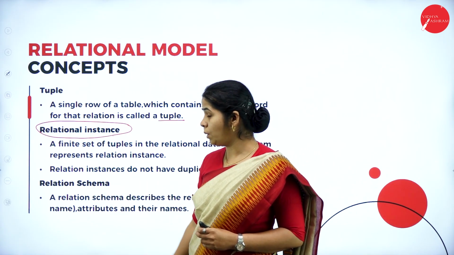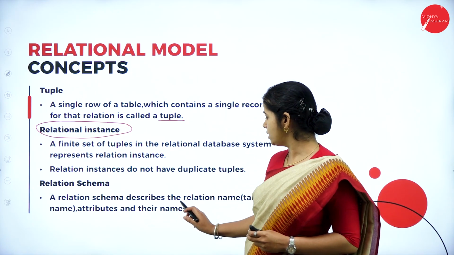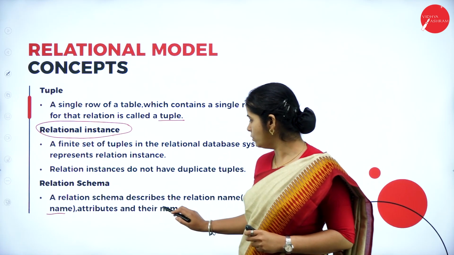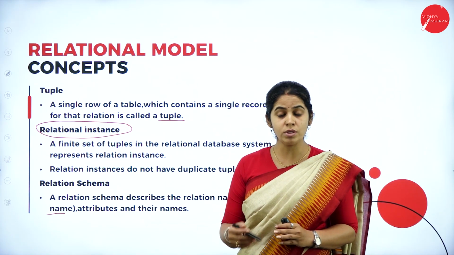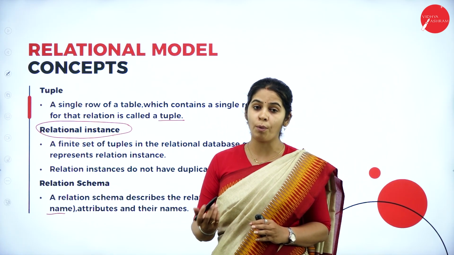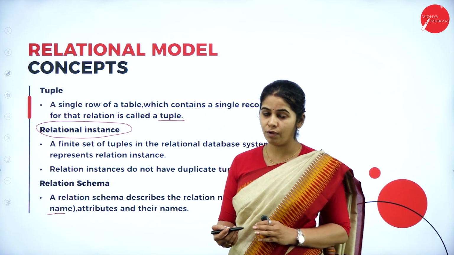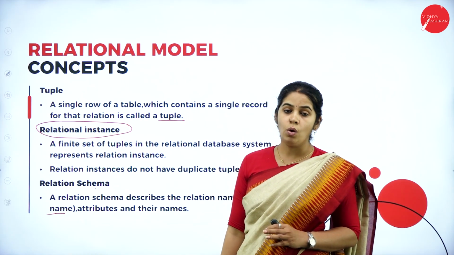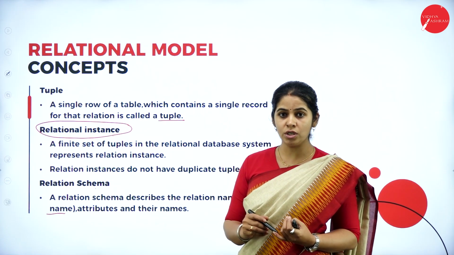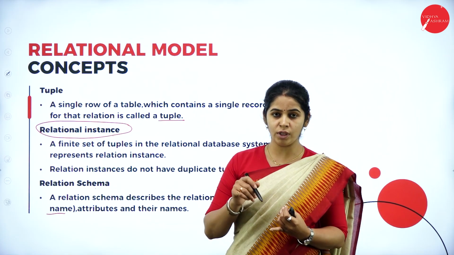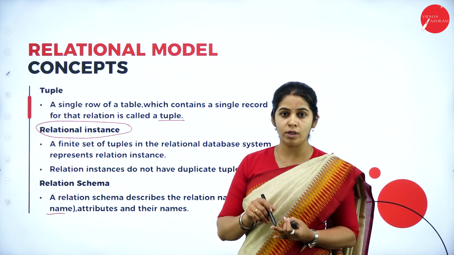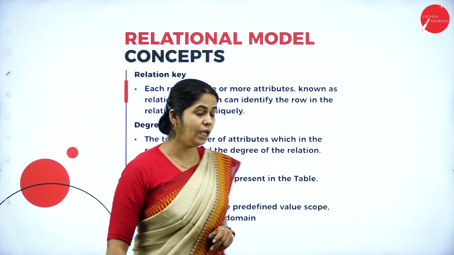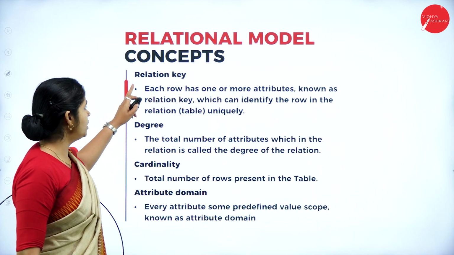The relational schema. A relational schema describes the relation name, that is the table name, and the attributes and their names. What are all the attributes? Properties. Properties with their names will be described by the relational schema. The relation schema provides the name for the table and the names for the attributes that are present in that table.